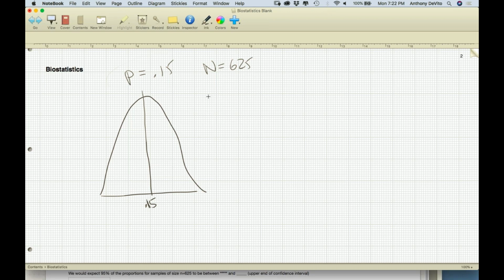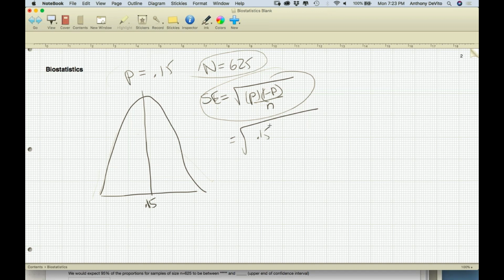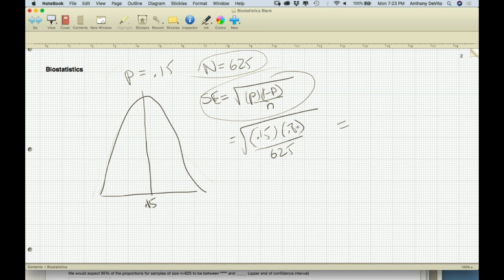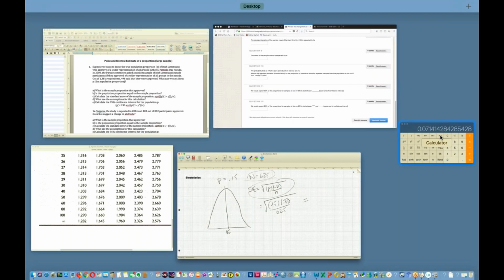Well, that's standard deviation. If I calculate that standard error, the square root of P times 1 minus P over N, that's going to tell me my standard deviation, my standard error, for repeated samples of size 625. So let's calculate that. That's equal to the square root of 0.15 times 0.85 over 625, and we just did that, right? Did that come out to be? Did we do that? I didn't do that. Okay, let's actually do that.